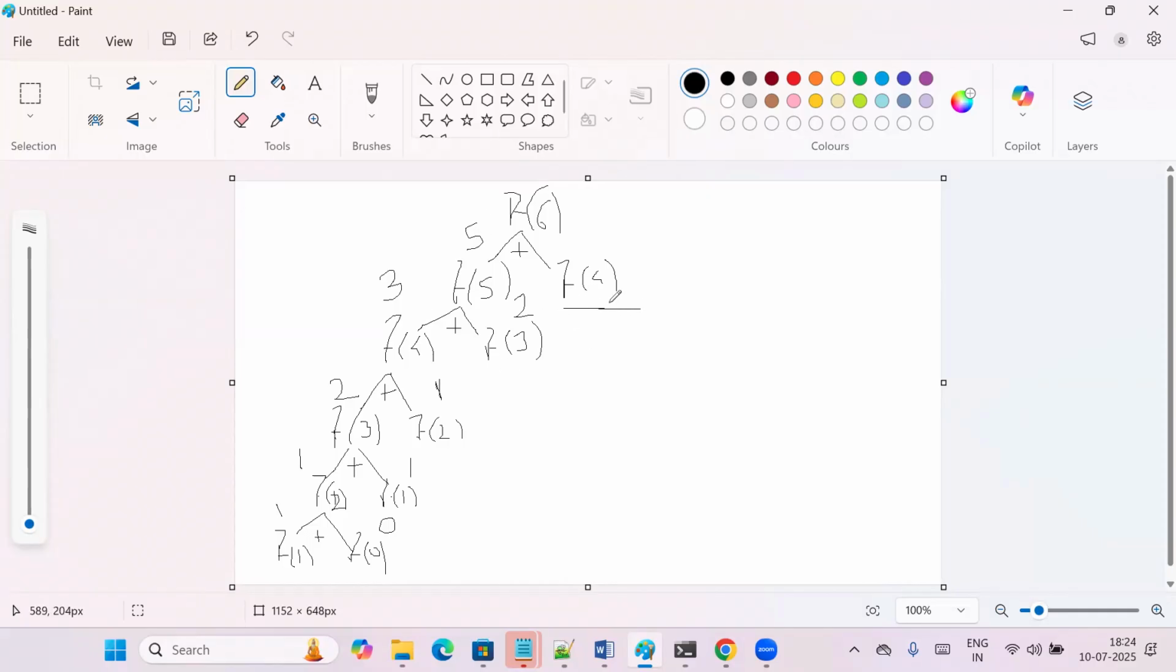Now on this side there is f of 4 value. What is f of 4 value, guys? We just calculated 3. So this is 5 plus 3, which is 8, guys. That is the answer. Clear, online people? Simple?